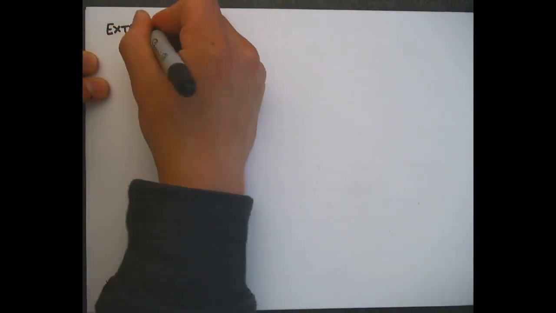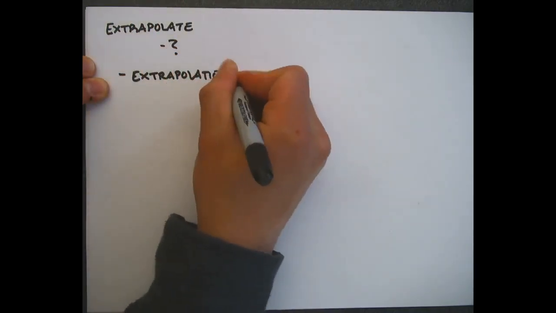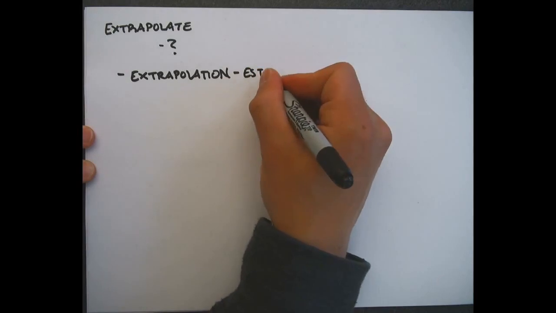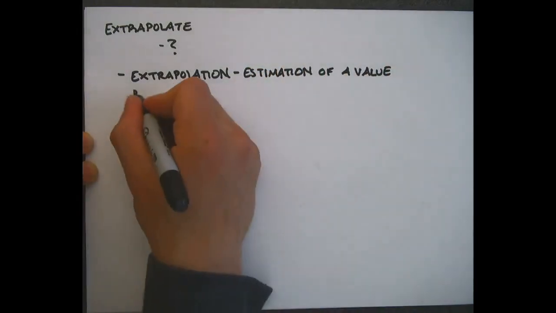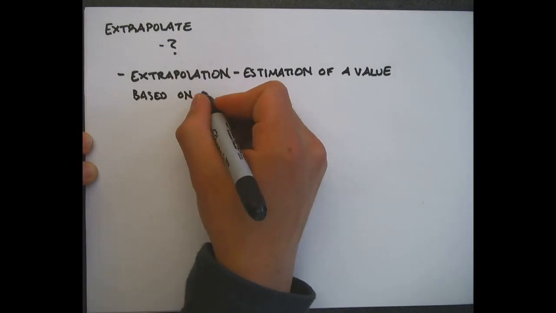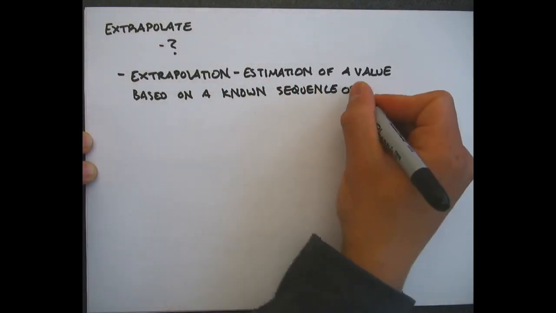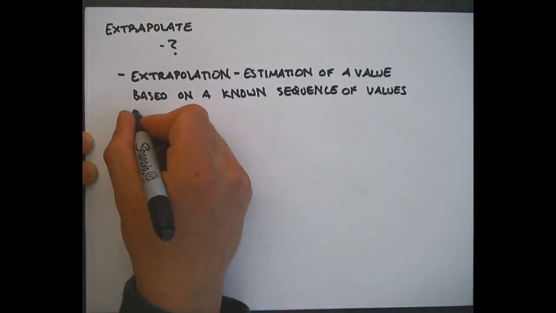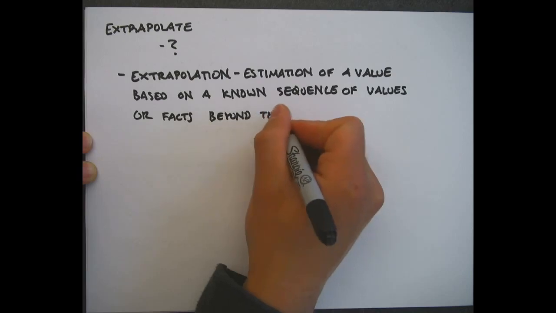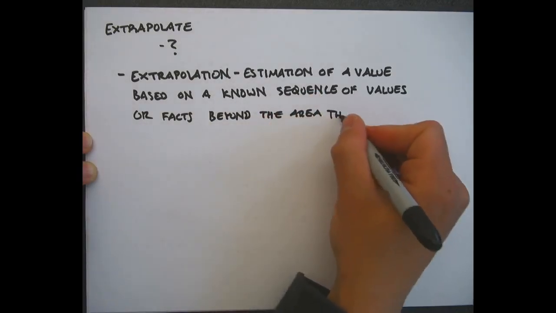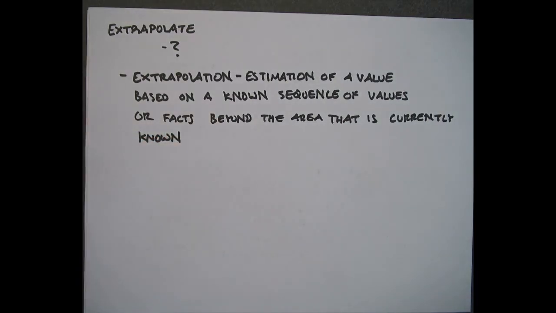Now going on from here, this is going to lead to our extrapolation. What is extrapolating? I didn't know until earlier on in this course, but finding the definition on Wikipedia, extrapolation is the estimation of a value based on a known sequence of values or facts beyond the area that is currently known. Now we know that the error function is a measurement of theory using probability and statistics. So what this is basically saying is we have a bunch of known values at a certain z, which you'll see here in just a second.